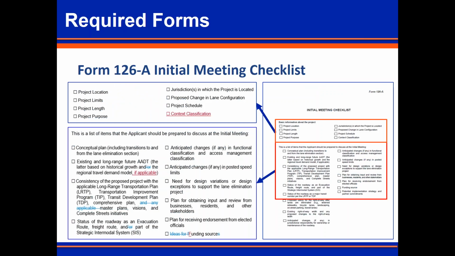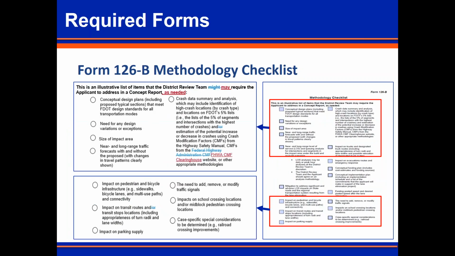So the changes to Form 126A, which is the initial meeting checklist: the main revision here is that the context classification is not required to be included for the request. And Form 126B, which is the methodology checklist, was revised for clarification that the methodology and requirements will be determined at the initial meeting with the district. So please refer to this list and coordinate with the district lane elimination coordinator.